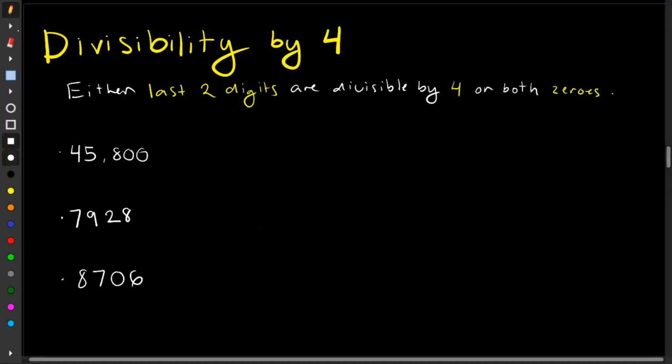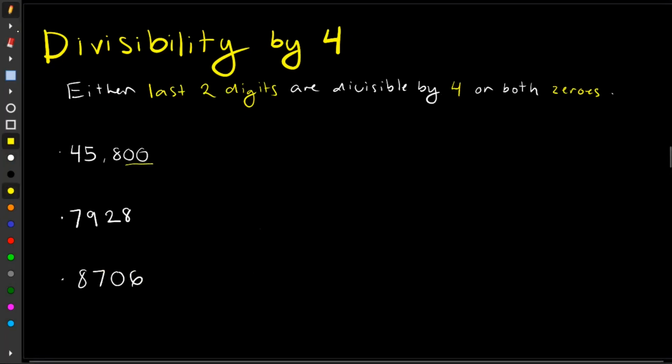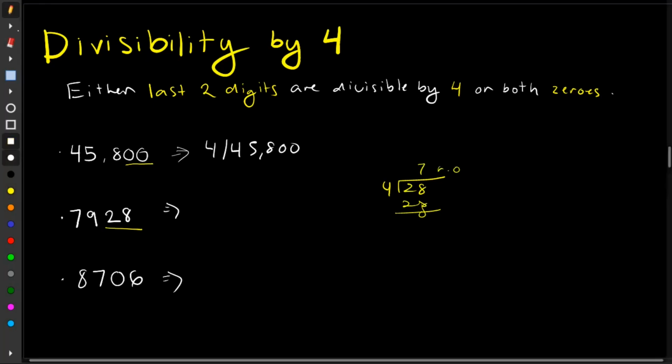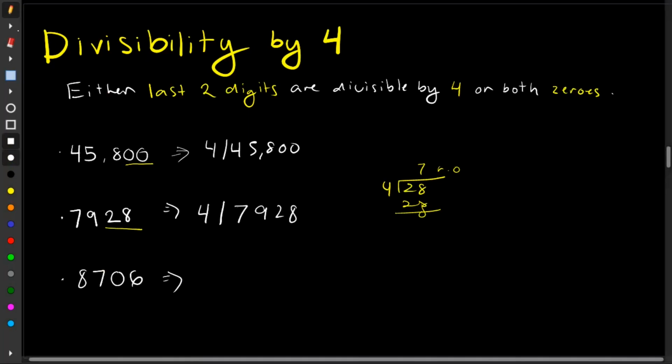Now for the divisibility by 4, we have that either the last 2 digits are divisible by 4 or both zeros. For this case, since the last 2 digits are both 0, we say that 4 divides 45,800. On the other hand, this one ends in 28. We know that 28 is divisible by 4, since this will just give us 7, with a remainder of 0. So 4 divides 7,128.